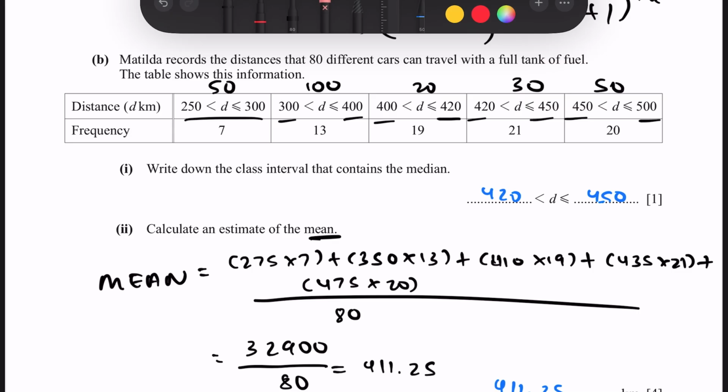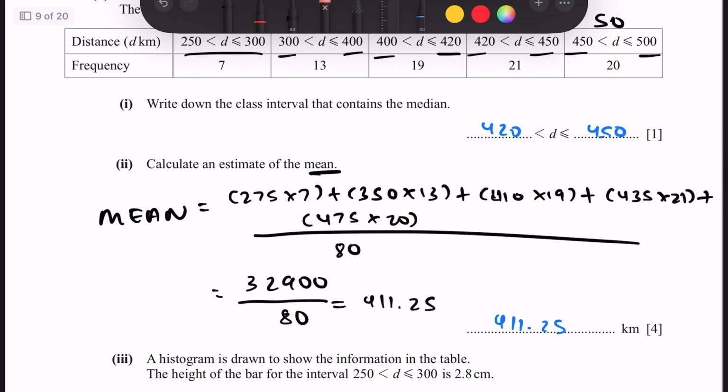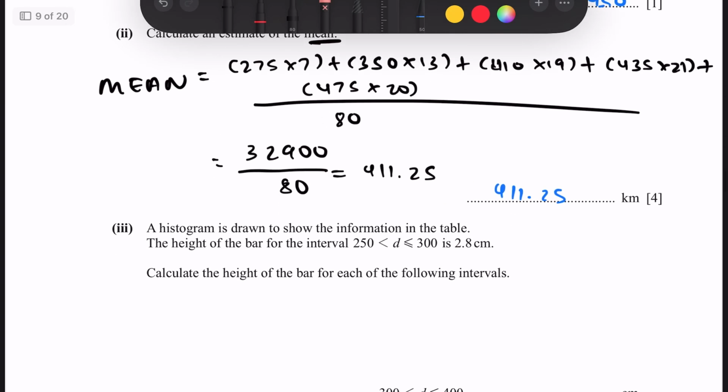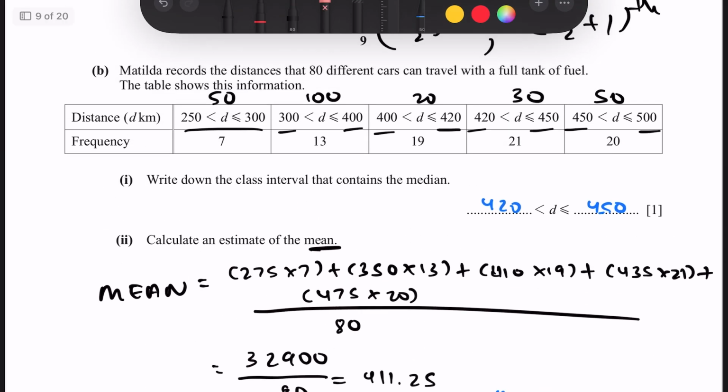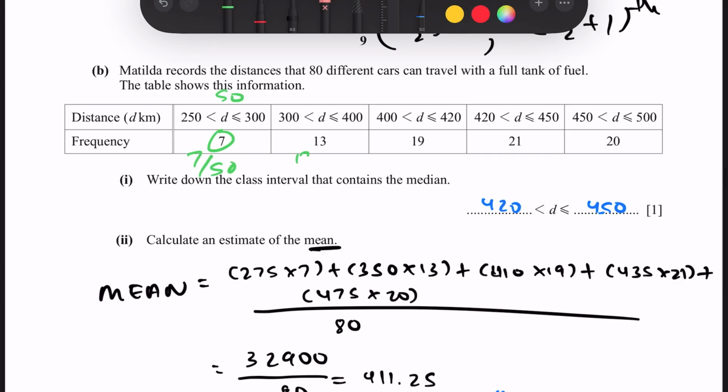Since these different class intervals are different, this means that to find the height of each bar in the histogram, we divide the frequency by the class width. So in this case, if I just erase all this for a second, for the first value, the frequency divided by the class width is equal to 7 by 50. The second one is equal to 13 by 100. The fourth is 19 by 20.